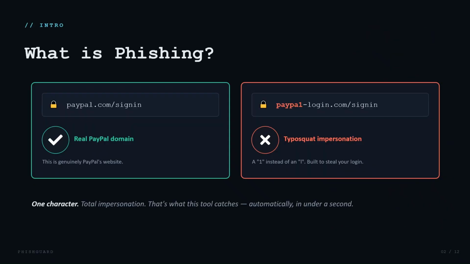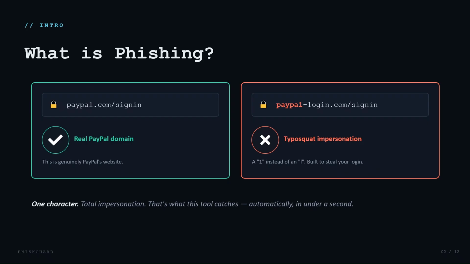So before we look at PhishGuard, let's quickly understand what phishing actually is. Phishing is a type of cyber attack where an attacker tries to trick a user into revealing sensitive information such as username, password, banking details, or other personal information. One common technique is to create a fake website that looks very similar to a legitimate website and then send the victim a link to it.